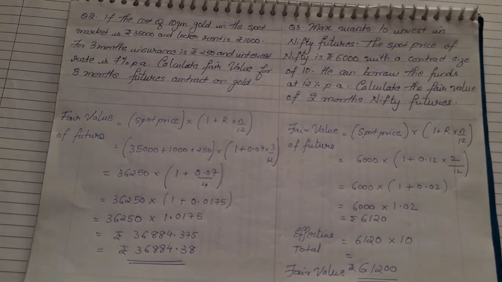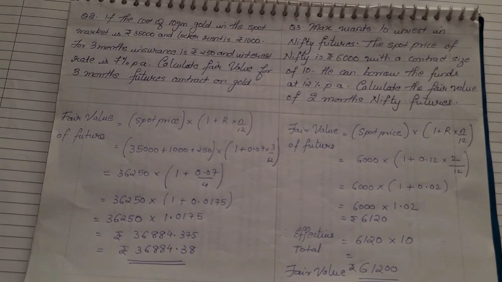So these were the three sums which were based on calculation of the fair value of future based on simple interest. Okay, now we'll be solving the second method, which will be based on compound interest. Again, there we'll take up a couple of examples to clear the entire concept of futures, where they ask us to find the fair value. So now we'll start with the second method, that is calculation based on compound interest.